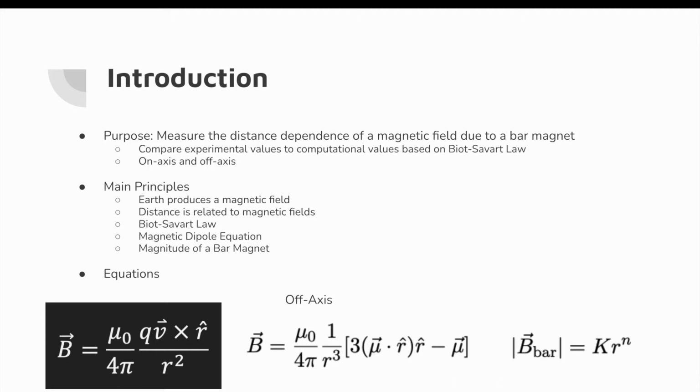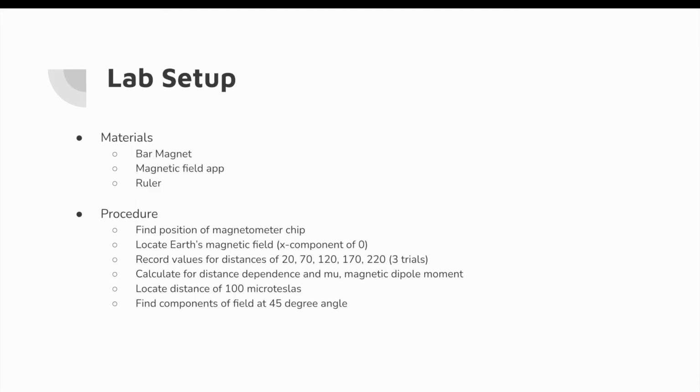The middle of the three equations on the bottom of the page is going to be implemented into GlowScript code in order to calculate the computational values. Part of the lab setup is utilizing a bar magnet and a magnetic field app. It's going to show us the X, Y, and Z components of a specific bar magnet. Part of the procedure is to, number one, find the position of the magnetometer chip. And this is going to be aligned with the Earth's magnetic field to ensure there's no difference in the values.